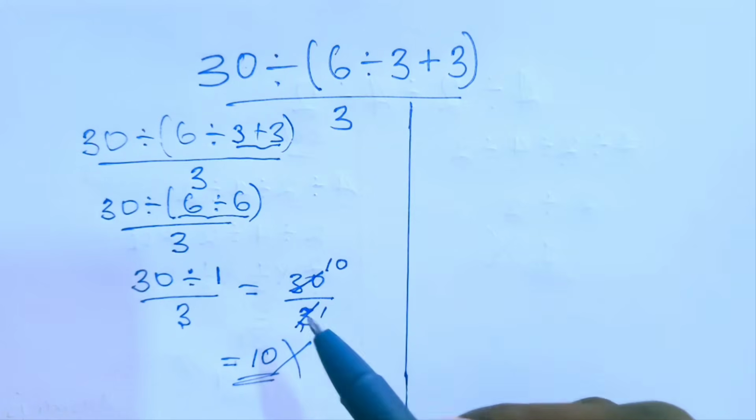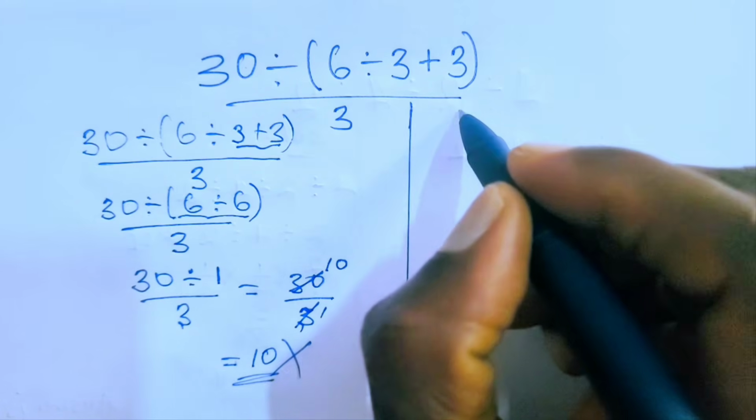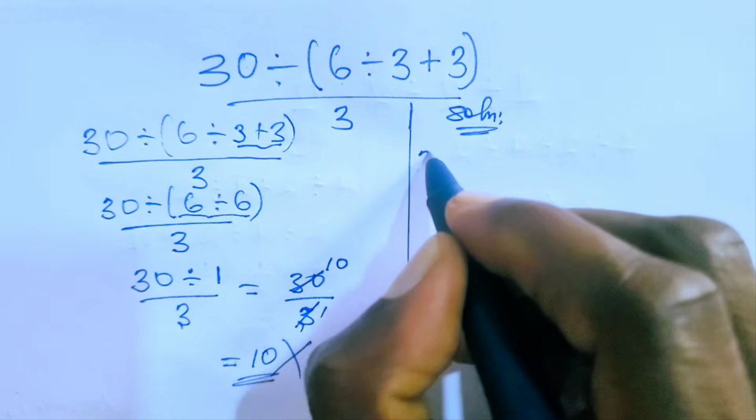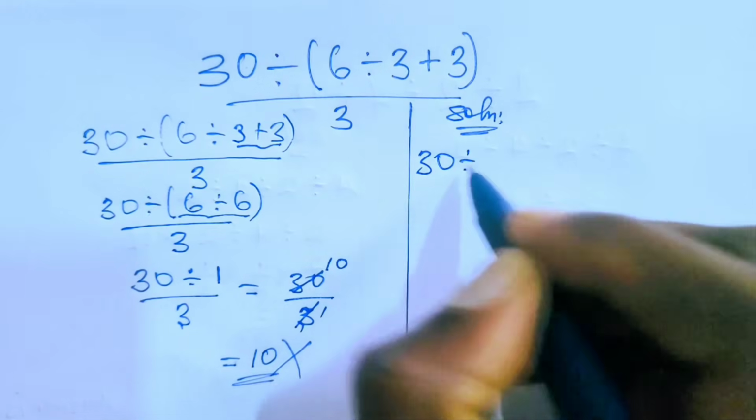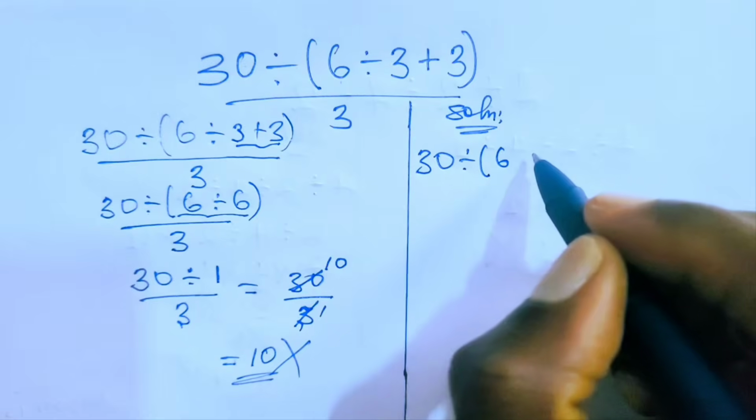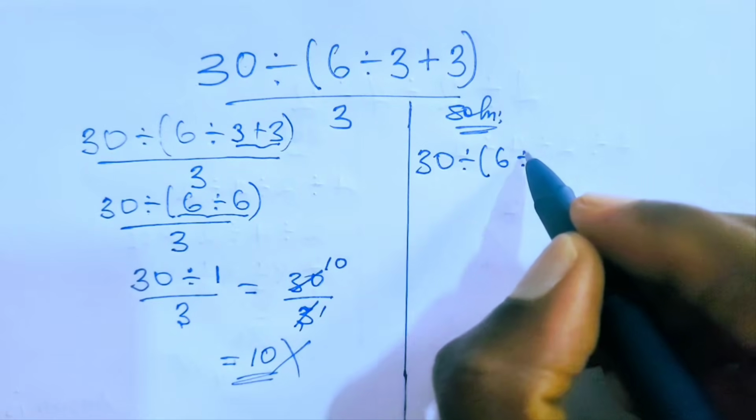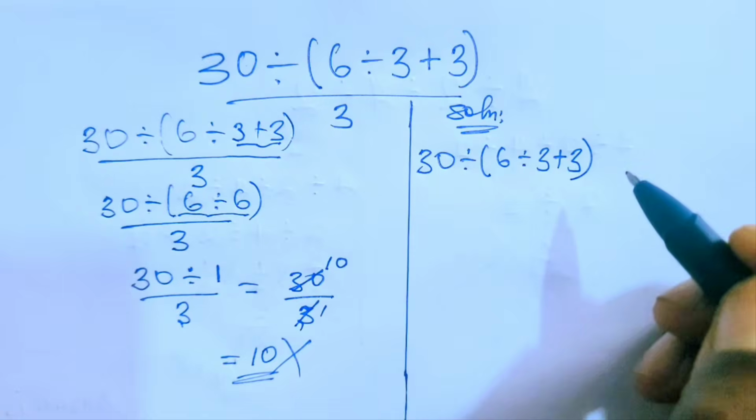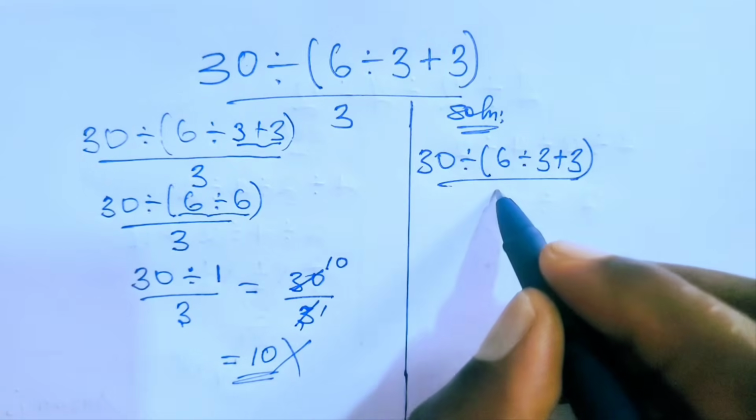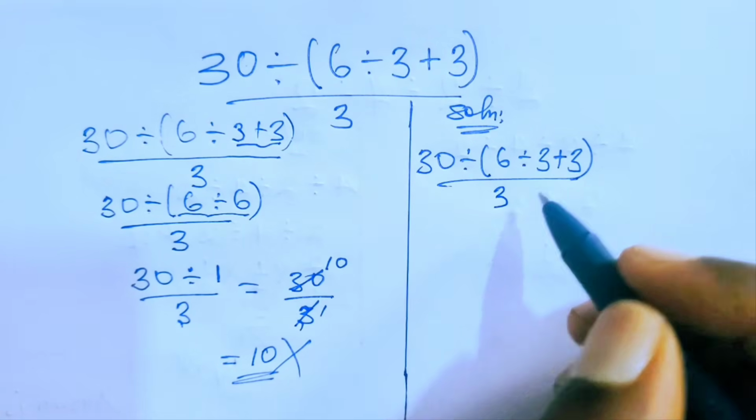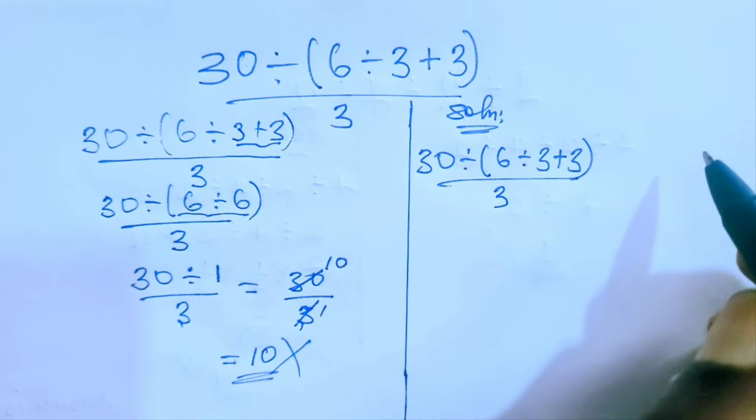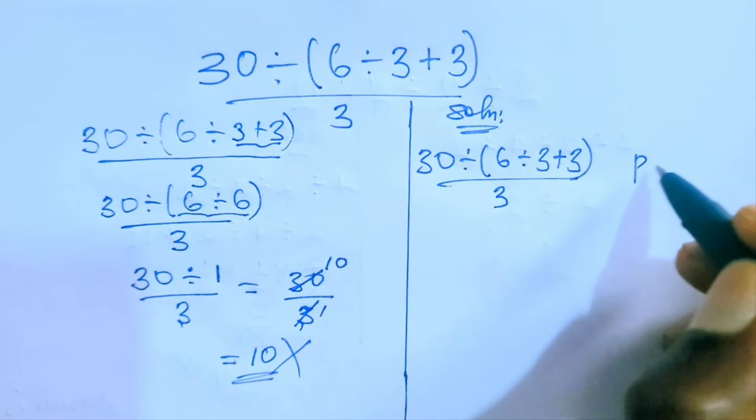Now, to solve this correctly, we are going to have this: 30 divided by (6 divided by 3 plus 3) all over 3. Right here, we are going to apply the order of operations we call PEMDAS.